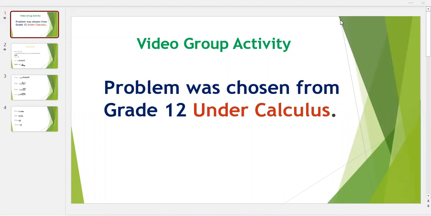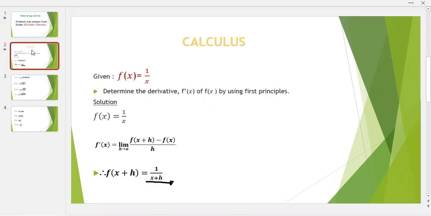In this video, the problem was chosen from grade 12 under calculus. Given f of x is equal to 1 over x, determine the derivative f prime of x by using the first principle.